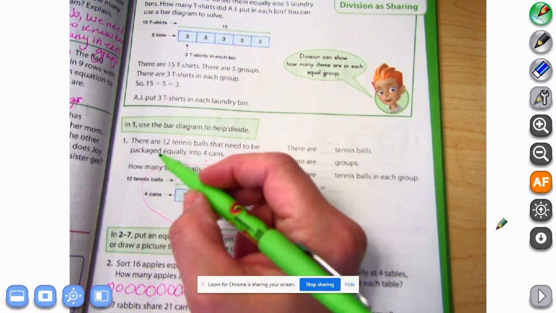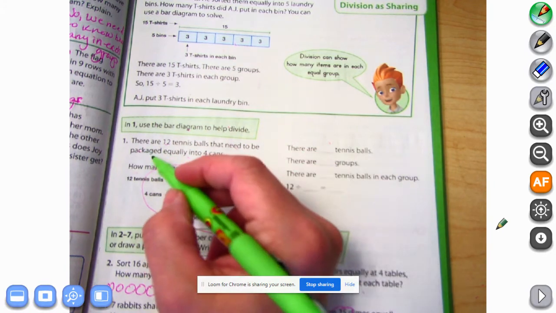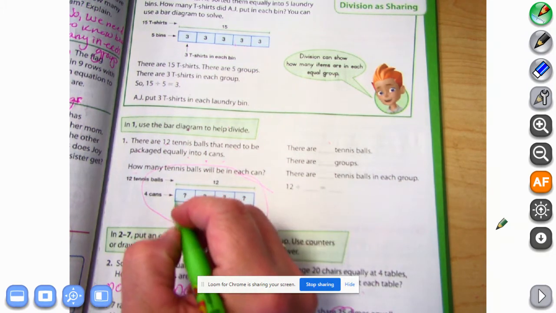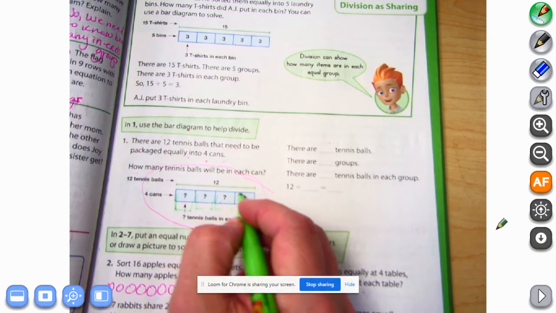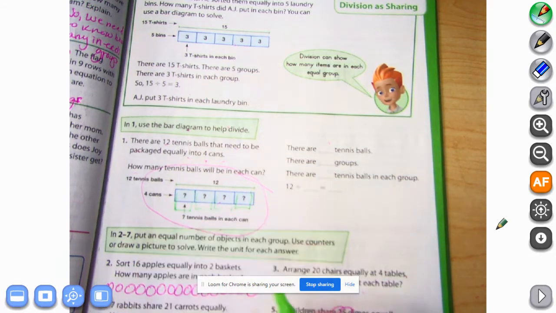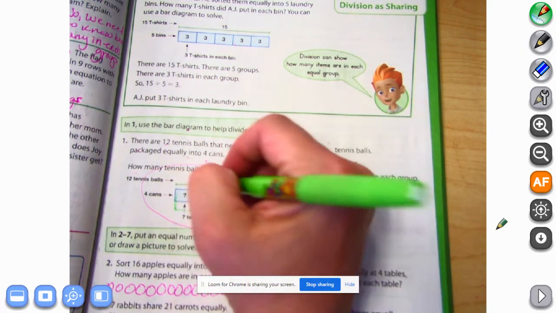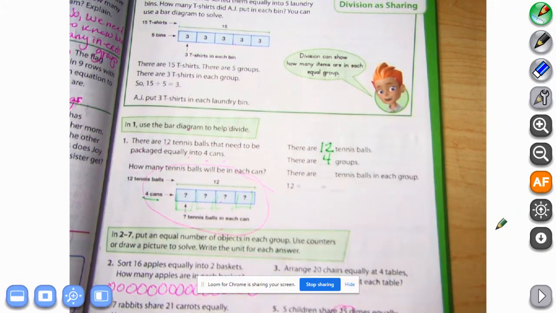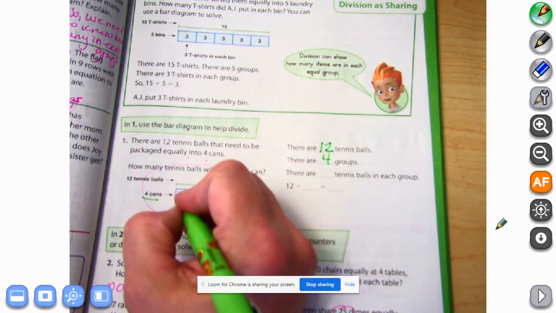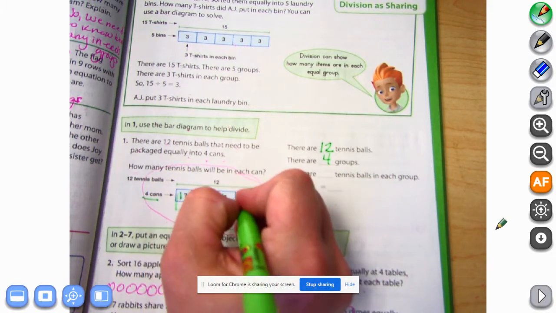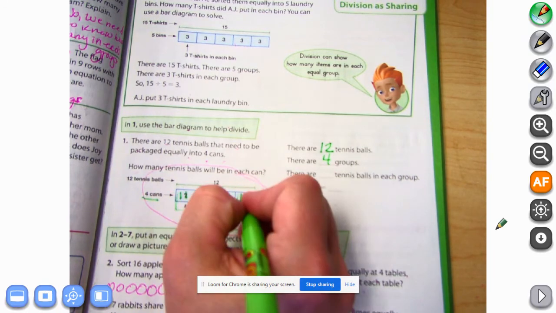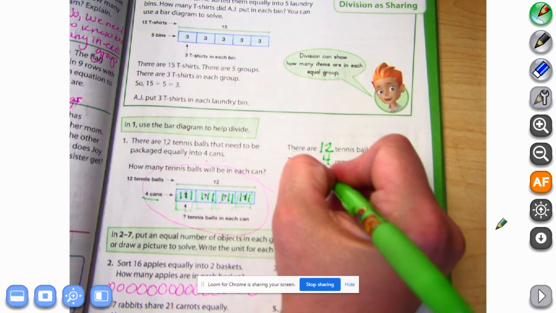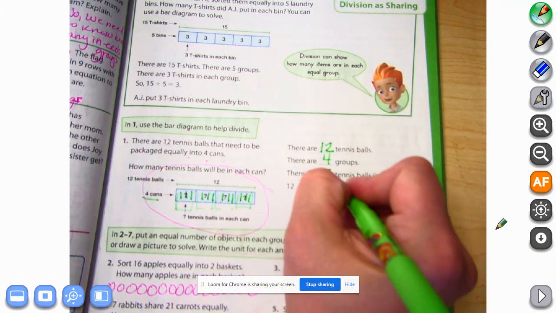Number 1, there are 12 tennis balls that need to be packaged equally into 4 cans. So here's what it looks like. These are the cans right here, each one. And there's going to be 4 cans. So how many balls will be in each? There's 12 tennis balls. There are 4 groups. And so how many tennis balls will be in each group? Let's do 1, 2, 3, 4, 5, 6, 7, 8, 9, 10, 11, 12. Looks like we have 3 in each. So 12 divided by 4 equals 3.